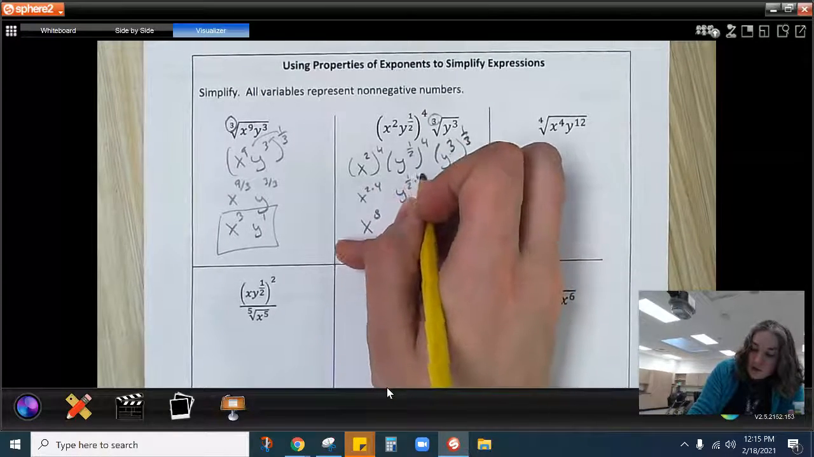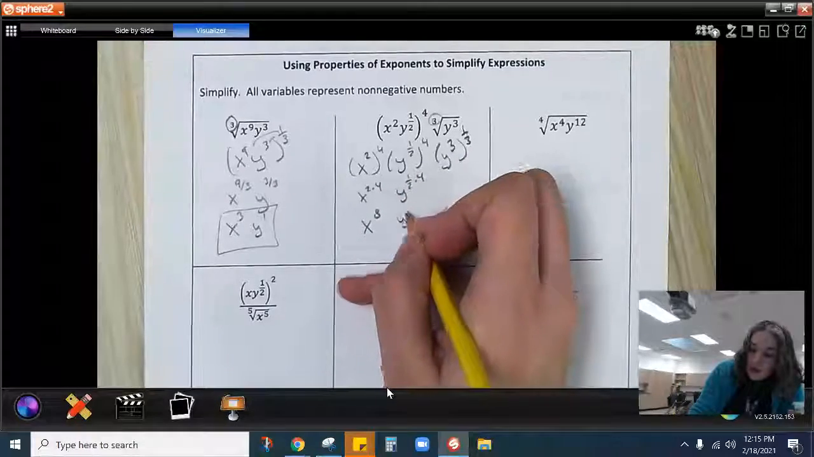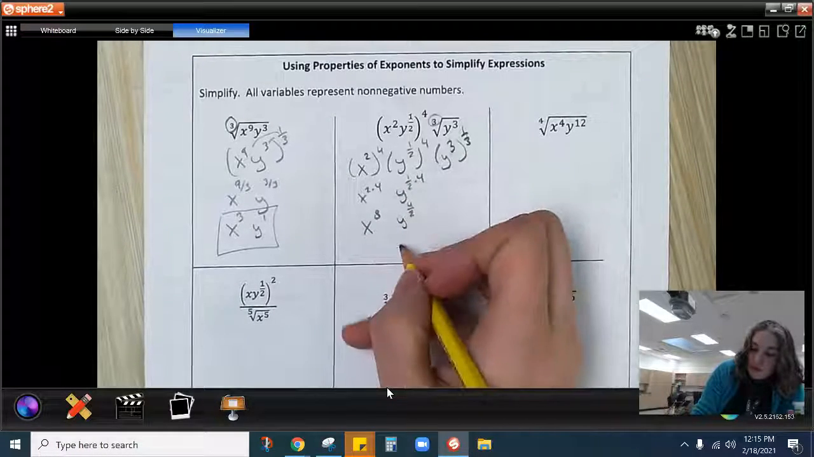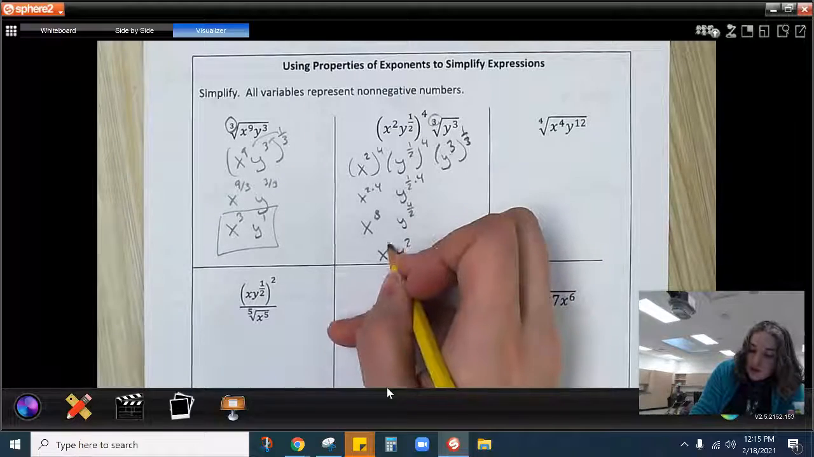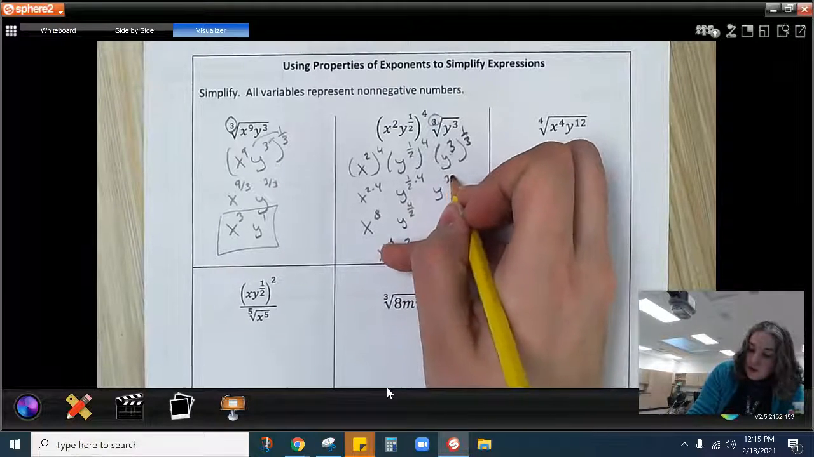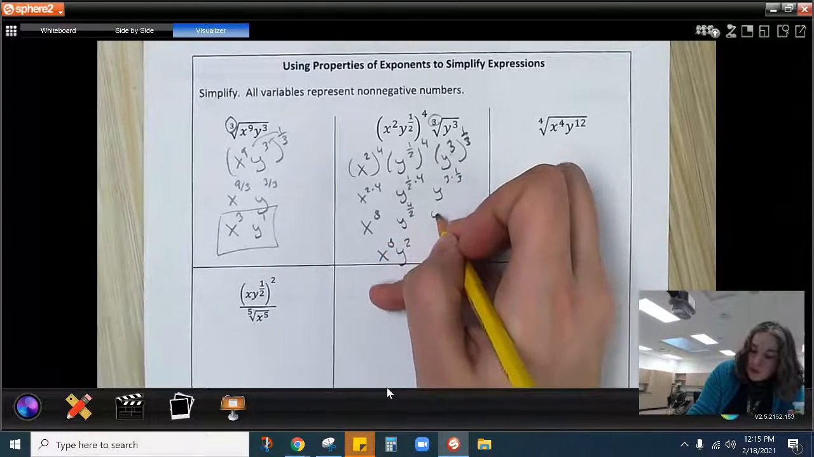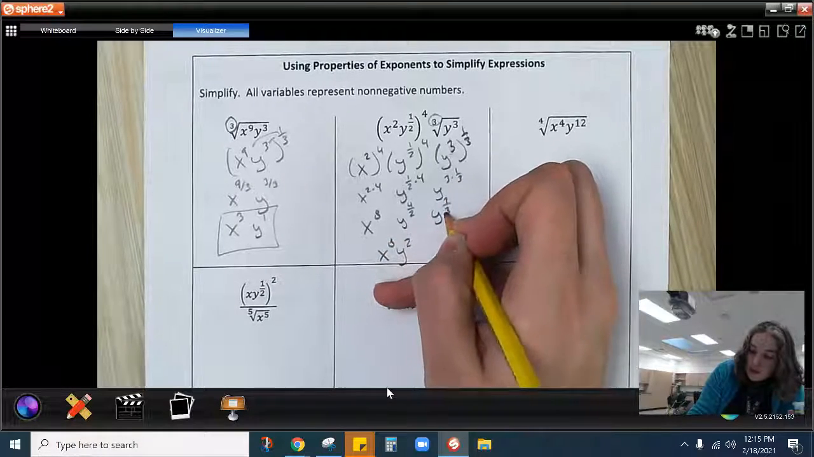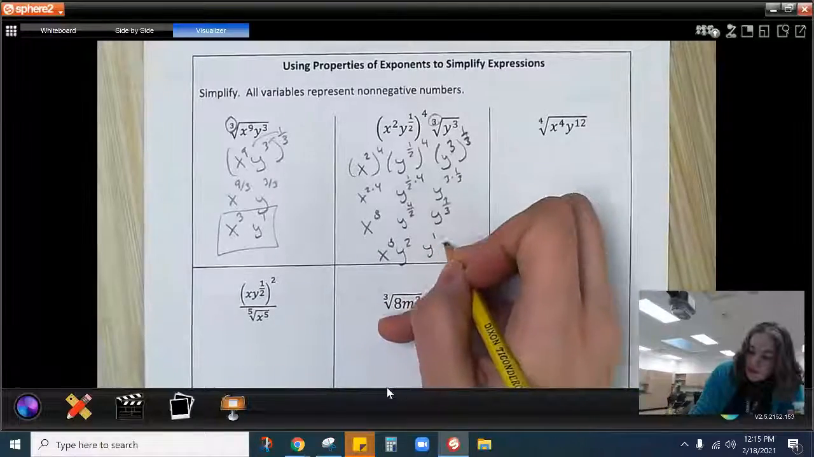Y to the 1/2 times 4. So that would be y to the 4 divided by 2. So that's really y squared. So we've got x to the 8th, y squared. And then this one would be y to the 3 times 1/3. So that'd be y to the 3/3. So that's really y to the 1.